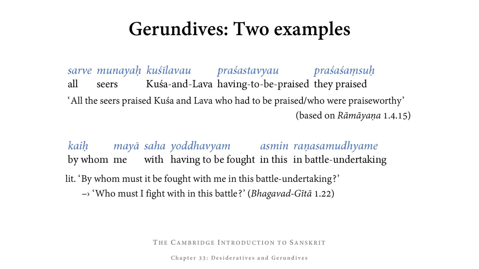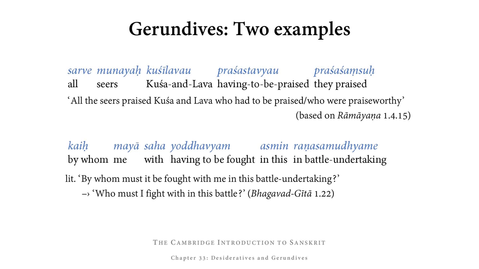Given that this entire account may have sounded a little abstract, let's look at two examples of actual gerundives in Sanskrit texts. The first example comes from the Ramayana. Sarve munayah kushilavau prashastavyau prashashamsuh. Sarve munayah means all the seers. Kushilavau is a dvandva meaning Kusha and Lava, which are the two sons of Rama.